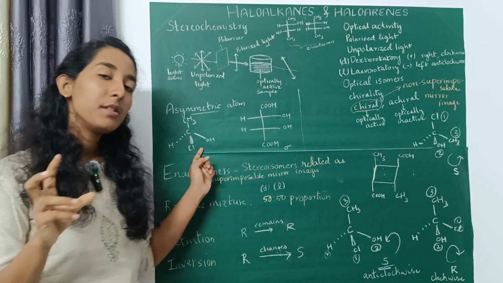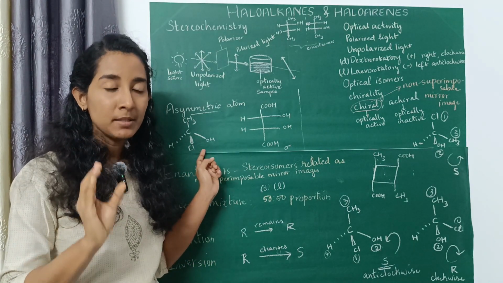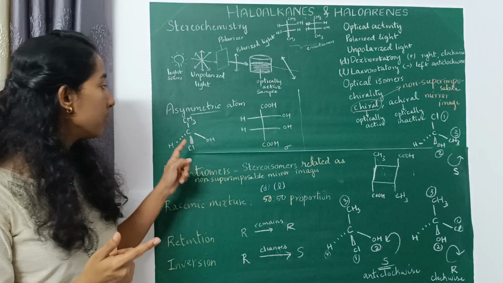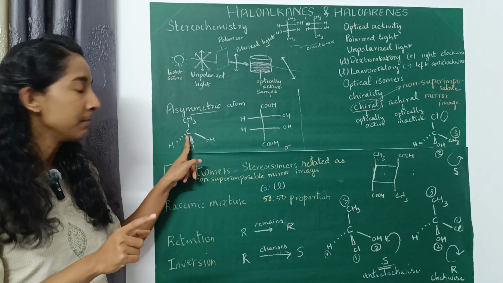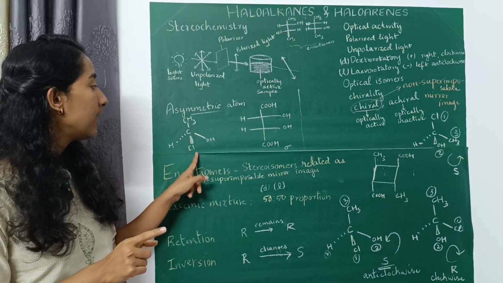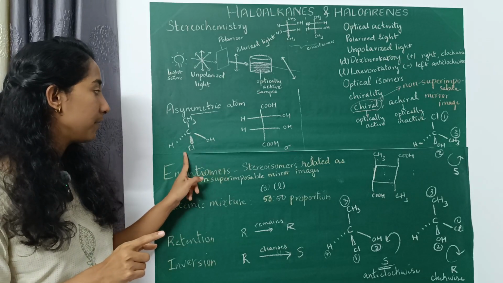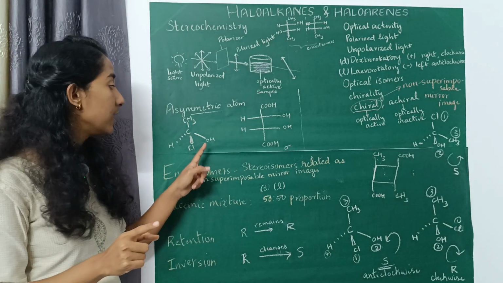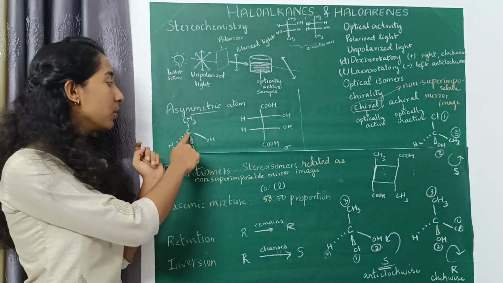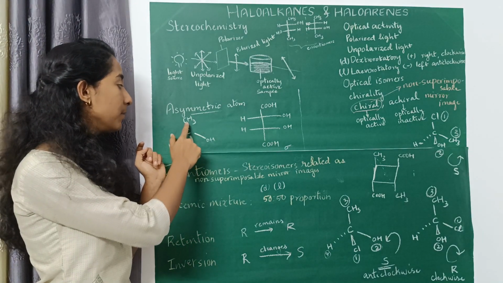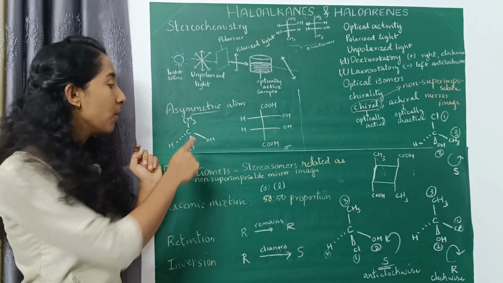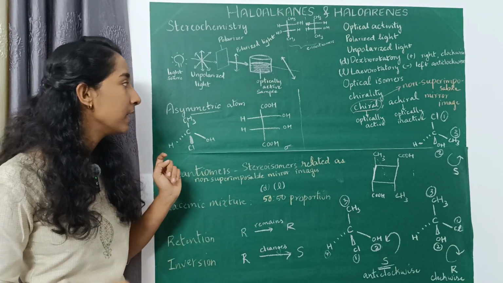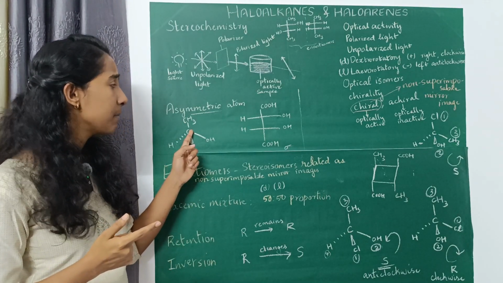Asymmetric atom is basically an atom which has four different atoms or groups attached to it. So if you consider this a carbon atom, it has four different atoms attached to it. Here one is CH3, the other is Cl, the next is OH, and then H. So to this carbon atom, four different atoms or groups are attached. So you call it an asymmetric atom.